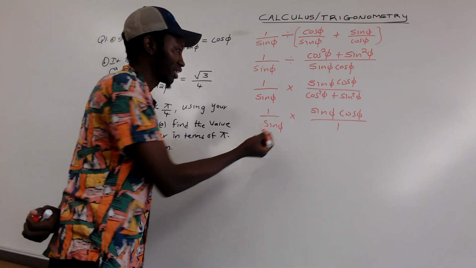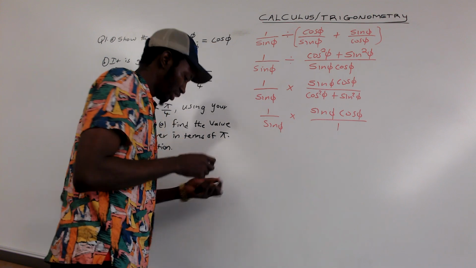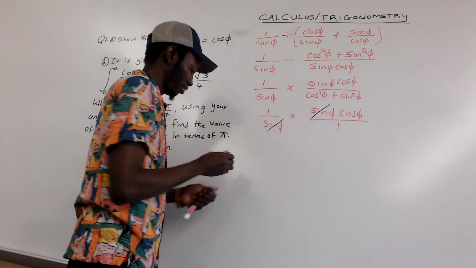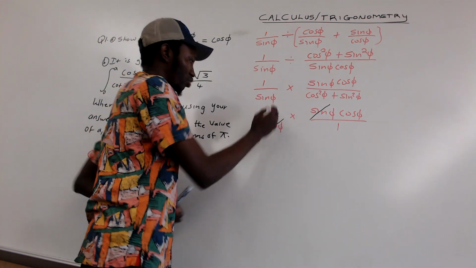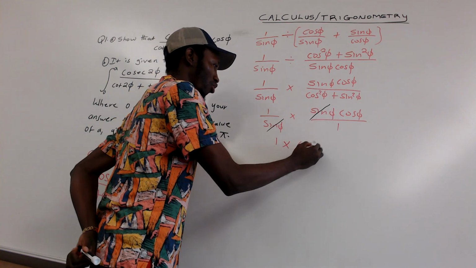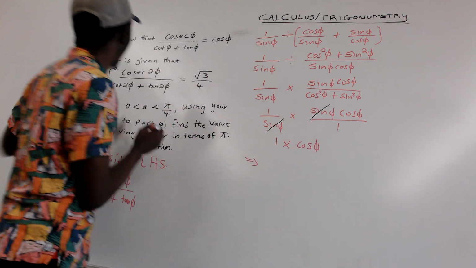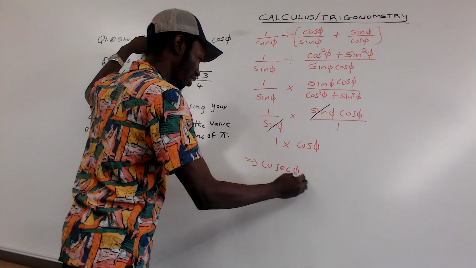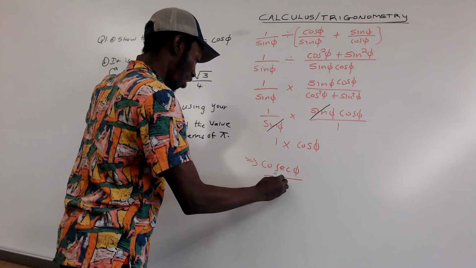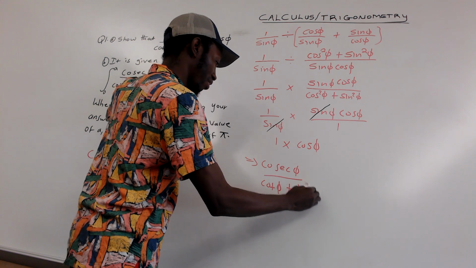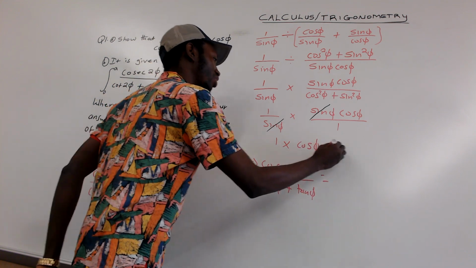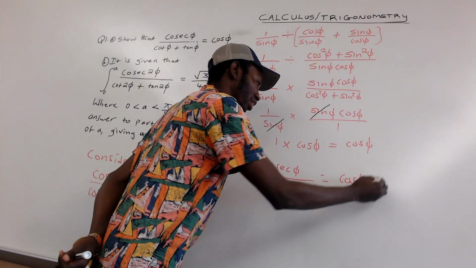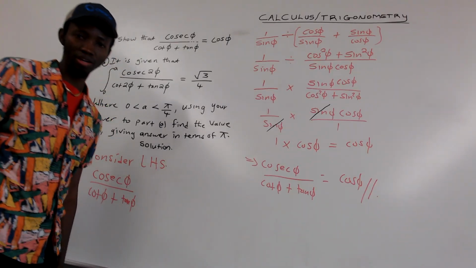But if you look at it again, we have terms that will cancel. This sin phi will cancel sin phi. So at the end of the day, what will remain is 1 multiplied by cos phi, which implies this left-hand side value, which is cosec phi divided by cot phi plus tan phi, because 1 times cos phi is just going to give us cos phi. So therefore, this left-hand side value is going to give us cos phi. So this is how we derive this value.